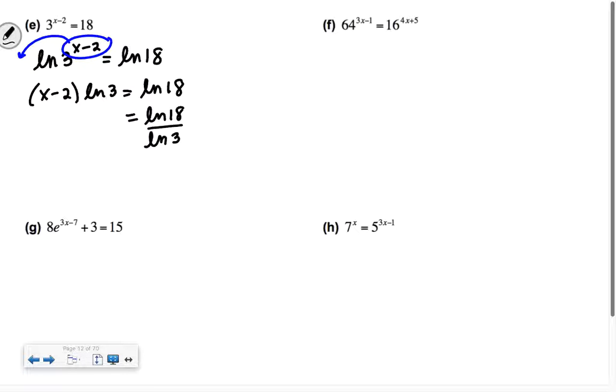All right, so then I have x minus 2. So you could have x equals 2 plus natural log of 18 over natural log of 3. Or you can find the decimal version. I am totally fine with the decimal version.